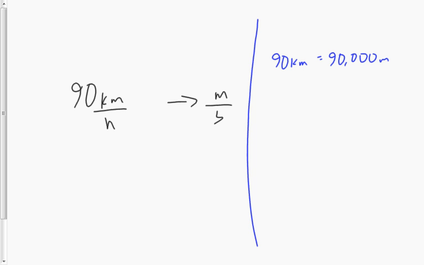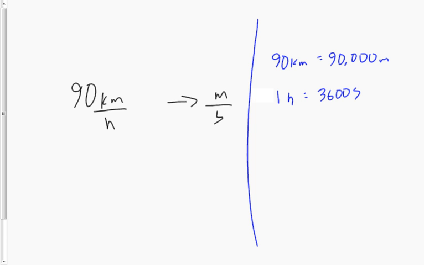What about 1 hour? How many seconds is that? Well, there's 60 seconds in a minute and 60 minutes in an hour. So if you multiply 1 hour by 60, you get minutes. You multiply by 60 again, you get seconds. So it turns out when you do that, 60 times 60, you end up getting 3,600 seconds. So 90 kilometers is 90,000 meters. 1 hour is 3,600 seconds.